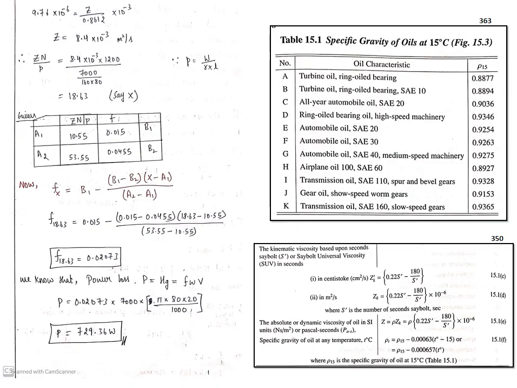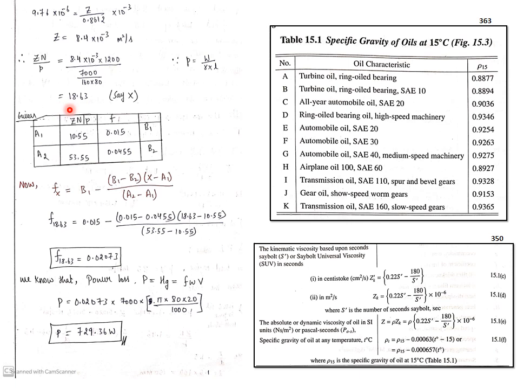Now once you get the values of rho and Zk, you can find the value of Z. This is a very important step: Z is the viscosity of the oil at that point. Now we need to calculate ZN by P. Z we calculated here, N we know, and P is nothing but W by RL, that is W by D into L, actually 2RL equals D into L. If you substitute the values, you will get the value of ZN by P.